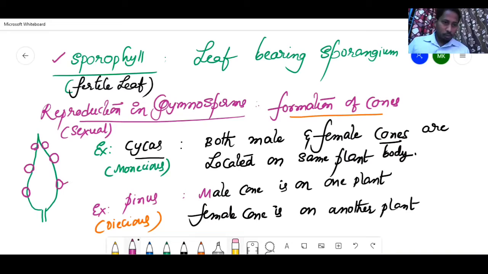So this is sporangium. This is a leaf. Remember, here this is a leaf. So the leaf which bears sporangium is called sporophyll. So now you can understand this is called sporophyll. Sporangium. Okay now?